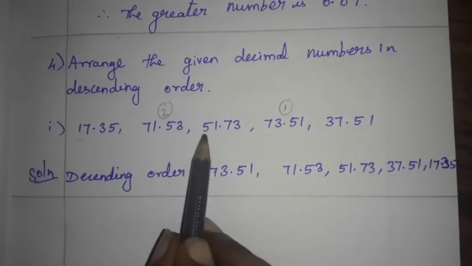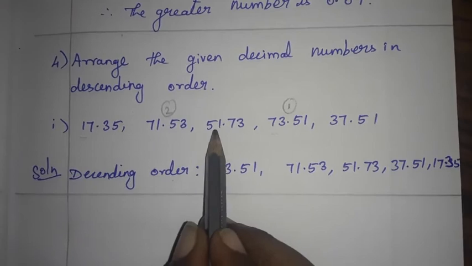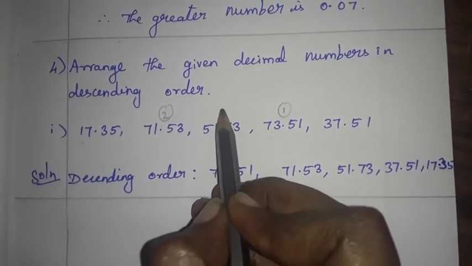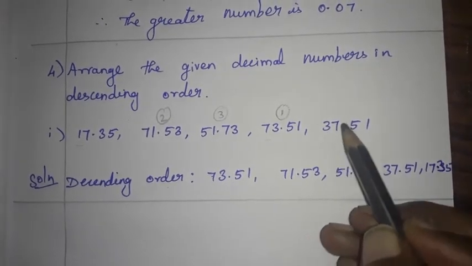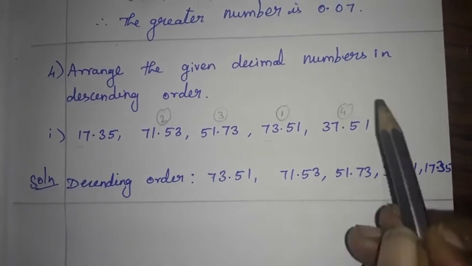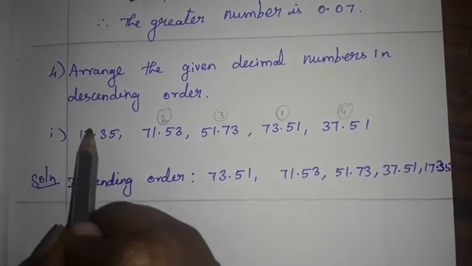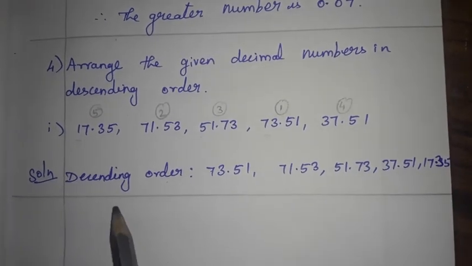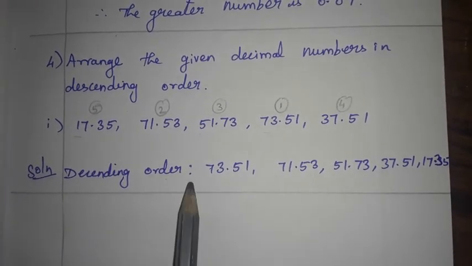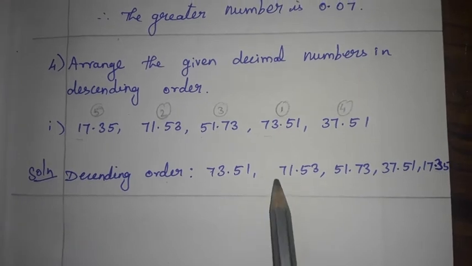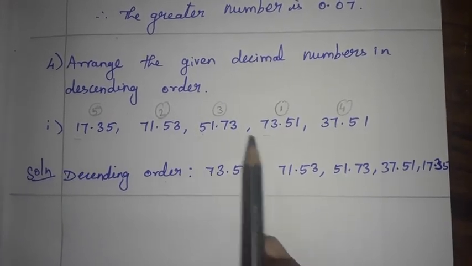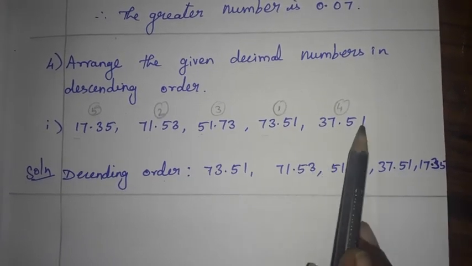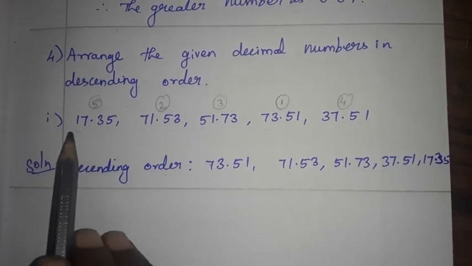And when we compare the next 3, we can see 51.73 is the third greatest decimal number. And 37.41 is the fourth. And 17.35 is the smallest decimal number among these given 5 numbers. Therefore, the descending order is 73.51, 71.53, 51.73, 37.41 and 17.35.